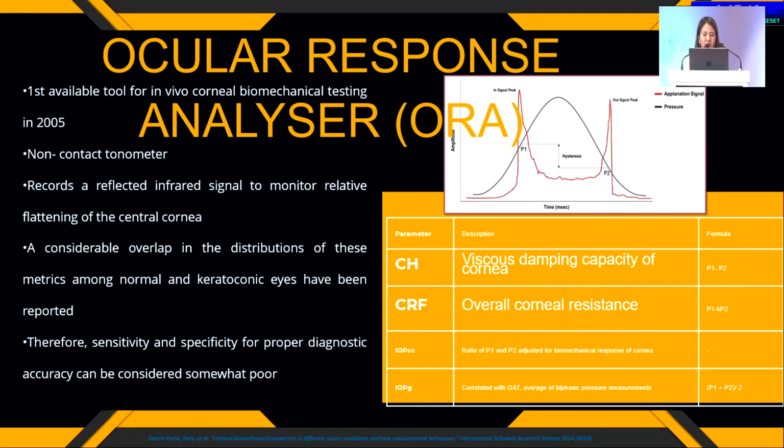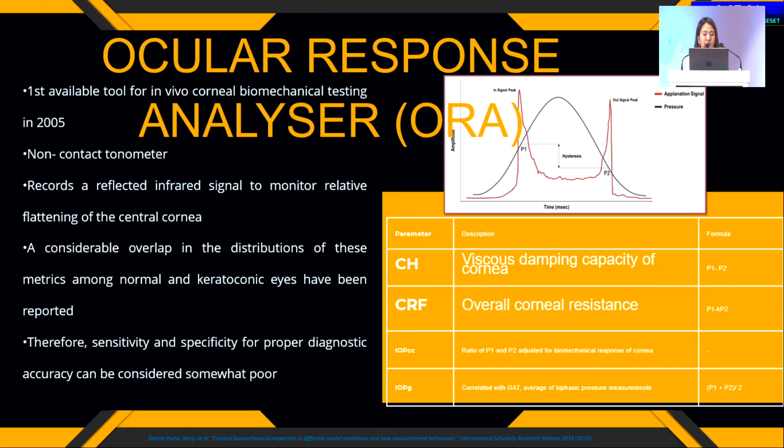the eye. So the factors that we need to know about Aura are the corneal hysteresis, that is the viscous dampening capacity of the cornea, and the corneal resistance factor, which is the overall corneal resistance. Along with that, it also gives us IOPcc, cornea corrected, and IOPg, that is Goldmann applanation tonometry corrected.